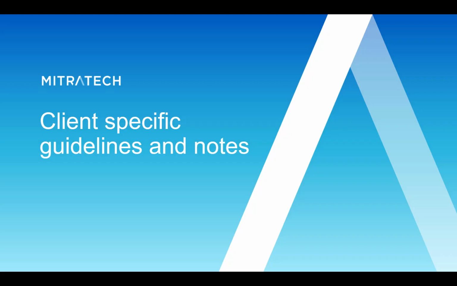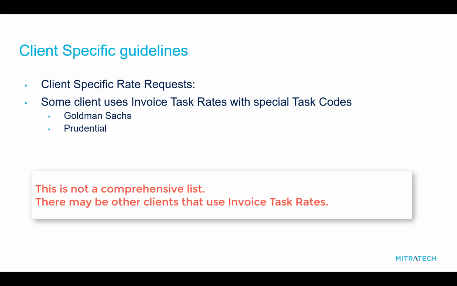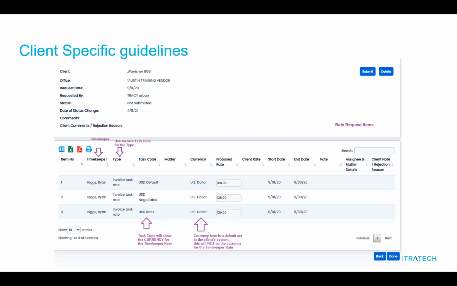All right, just a few client-specific guidelines and notes here before we end. Some clients have very specific requirements for their rate requests. Goldman Sachs and Prudential use invoice task rates with special task codes.